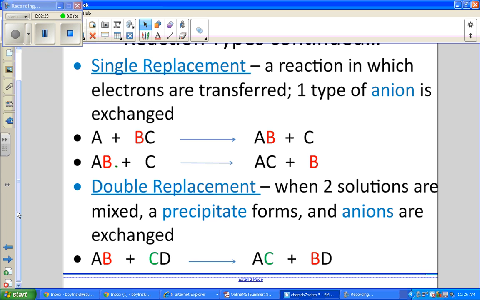And you could have the opposite. A and D could hook up, and B and C could hook up. The point here is called double replacement. So both compounds exchange, and no one is left alone.